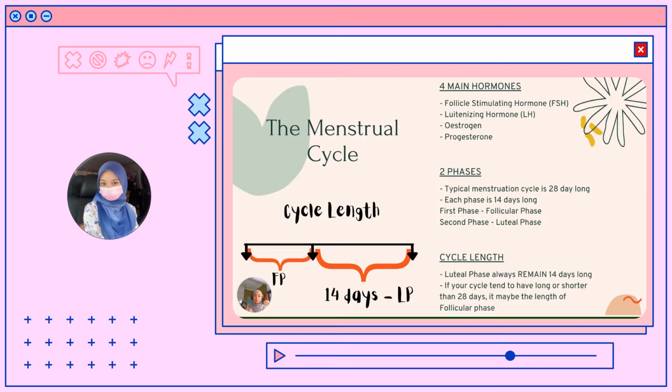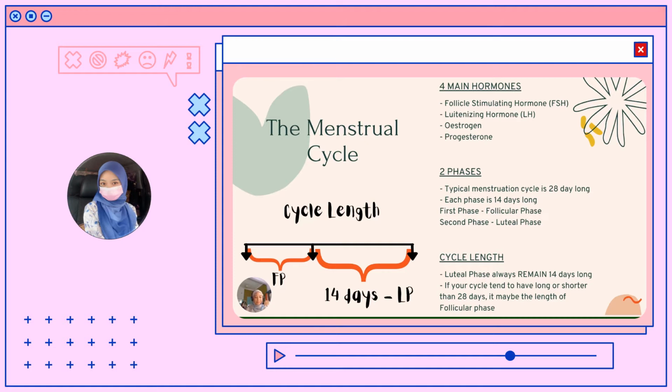Okay, the menstrual cycle refers to the cycle of change that involves the production of secondary oocyte and the thickening of the endometrial wall. There are four main hormones that are present in a woman's menstrual cycle, which are follicle stimulating hormone FSH, luteinizing hormone LH, estrogen, and progesterone.